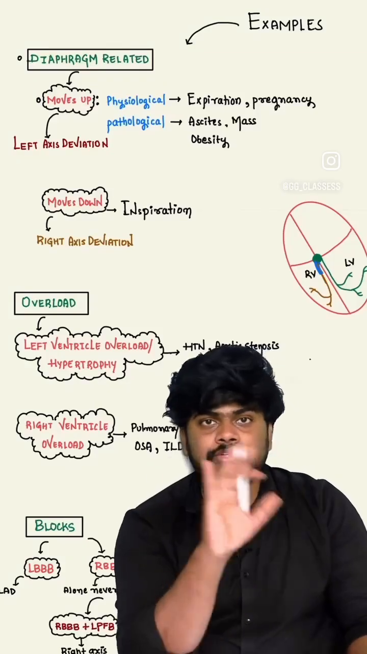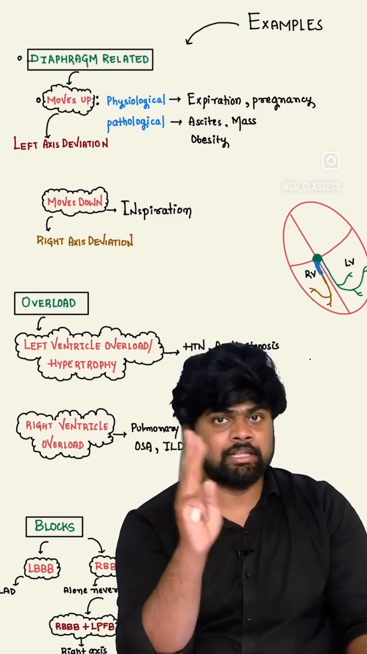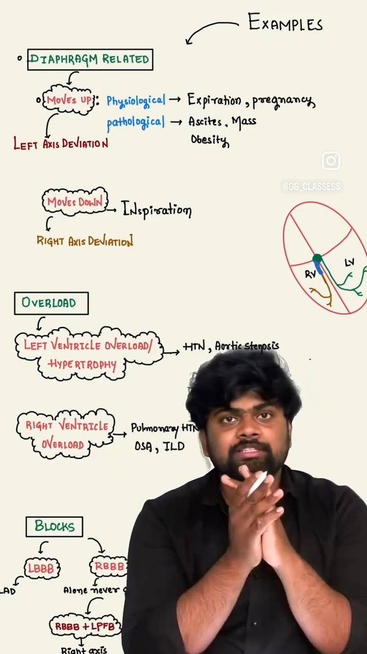There are mainly three situations which will cause axis deviation. One, there is movement of the diaphragm. Two, there is overload of the ventricles. Three, there are conduction blocks. First, let's study the diaphragm causes.